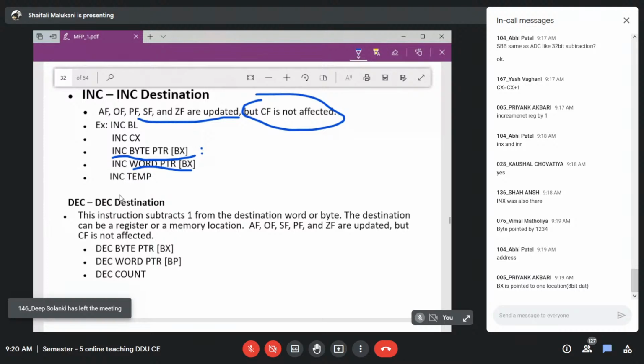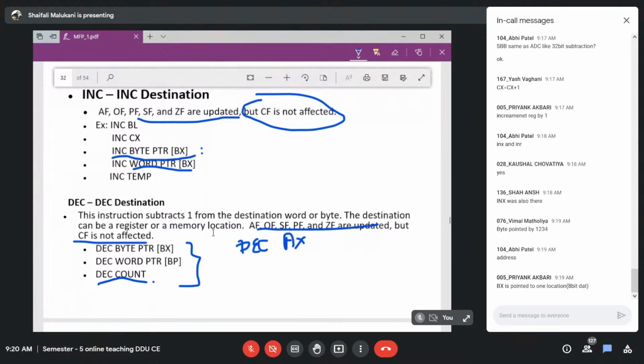Decrement instruction. Again, the same thing. You can decrement not only the register. Of course, a register example is not given, but you can write it like DEC BX, DEC CX, DEC AX, anything is fine. And a memory location, anything is okay. These are all the same. All flags are affected except CF. Decrement by 1, subtract 1.